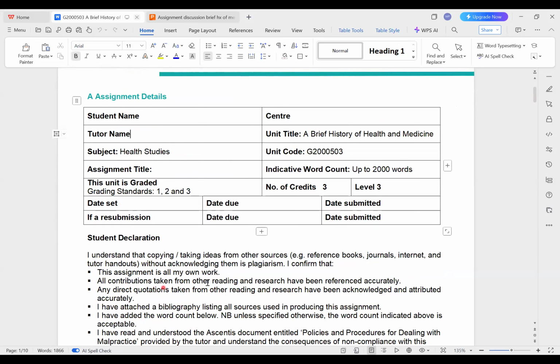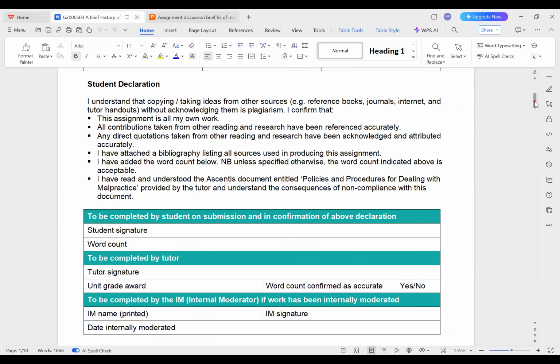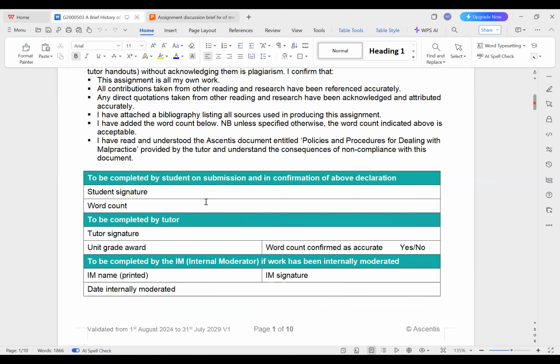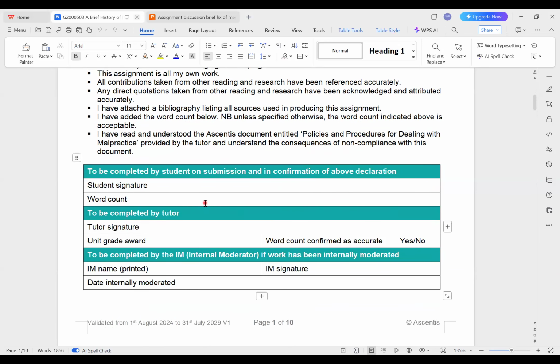And then this is the student declaration. There are some pointers mentioned over here, at the end of which you have to sign and mention what your actual word count is. So we expect 2,000 words. What is your actual word count? It can be plus or minus 10%, but not beyond that. Please make sure. The rest is to be signed by the teacher and completed by us. Is that clear? I hope that's clear.